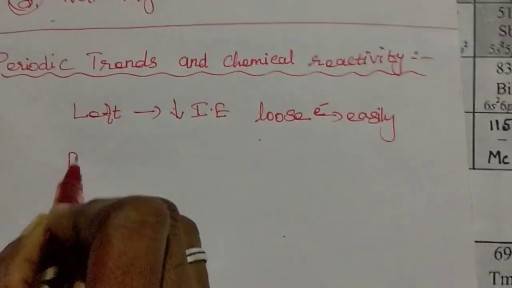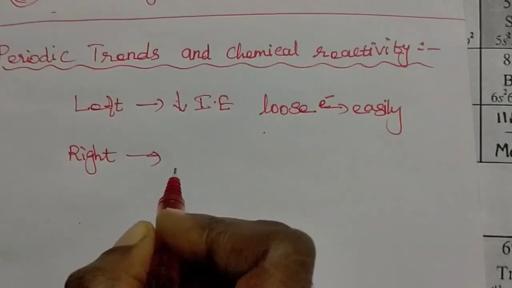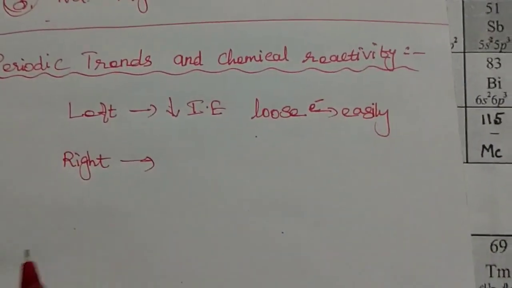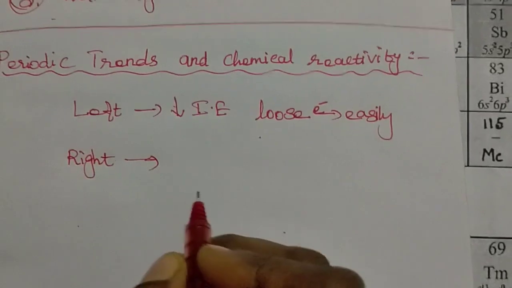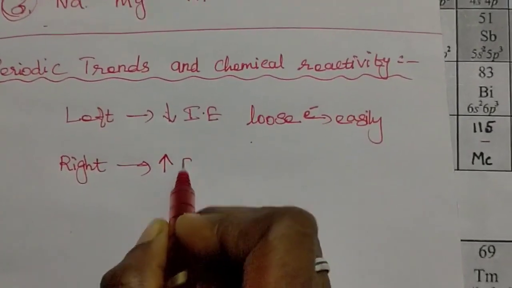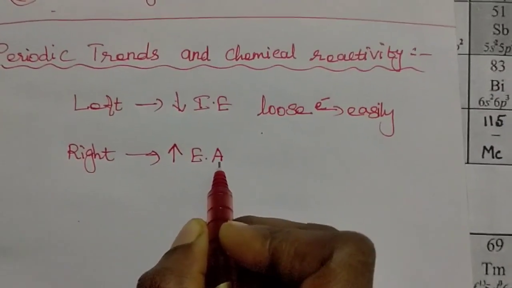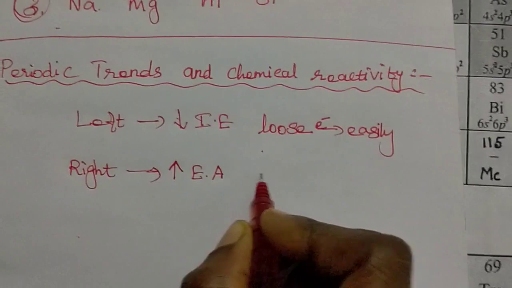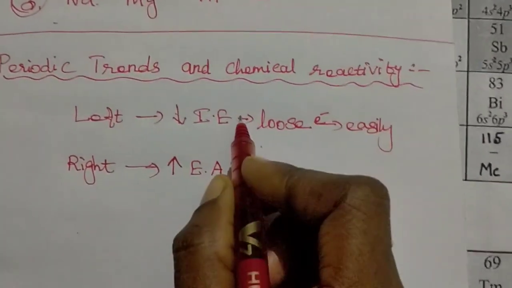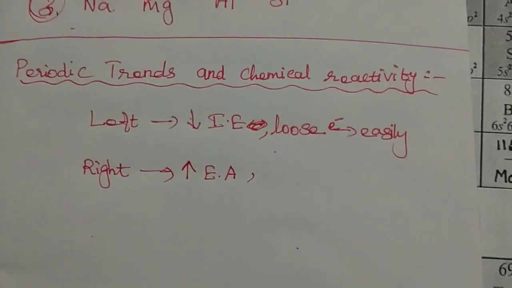If you move to the right side of the modern periodic table, the elements have high electron affinity. They have greater electron affinity, and they can readily accept electrons.